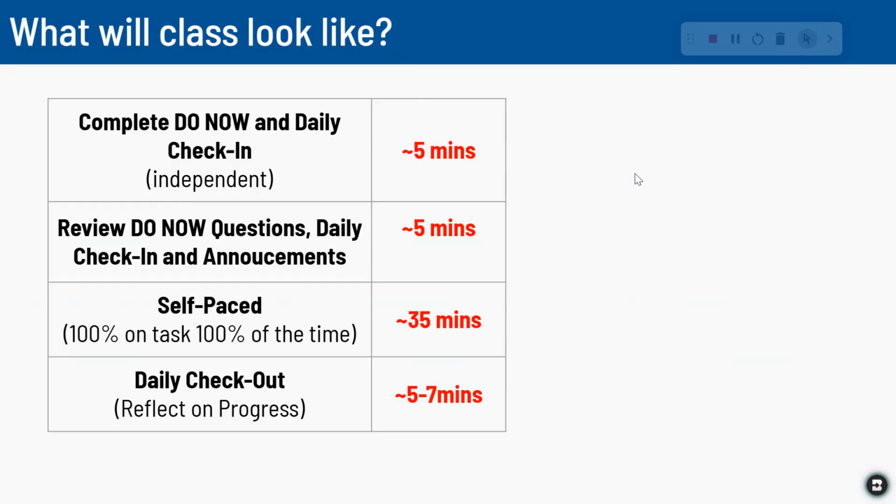What will this class look like? This is the typical class period structure. You'll come in, spend about 5 minutes completing a do now and daily check-in by yourself. Then we'll take another 5 minutes to review the do now, complete the daily check-in with each other, and go over any announcements. Then the bulk of the class period will be spent doing self-paced work.